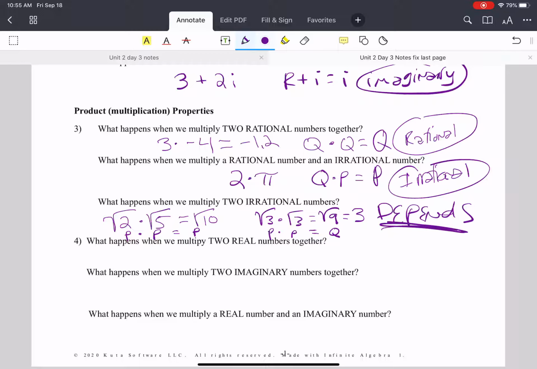Yeah, I can factor it. And why could I factor it? Because it's a pair. It's the same number. It depends on if my two p's are the same square root. If they're the same square root, then it's going to be rational. But if they're different, then it's going to be irrational.